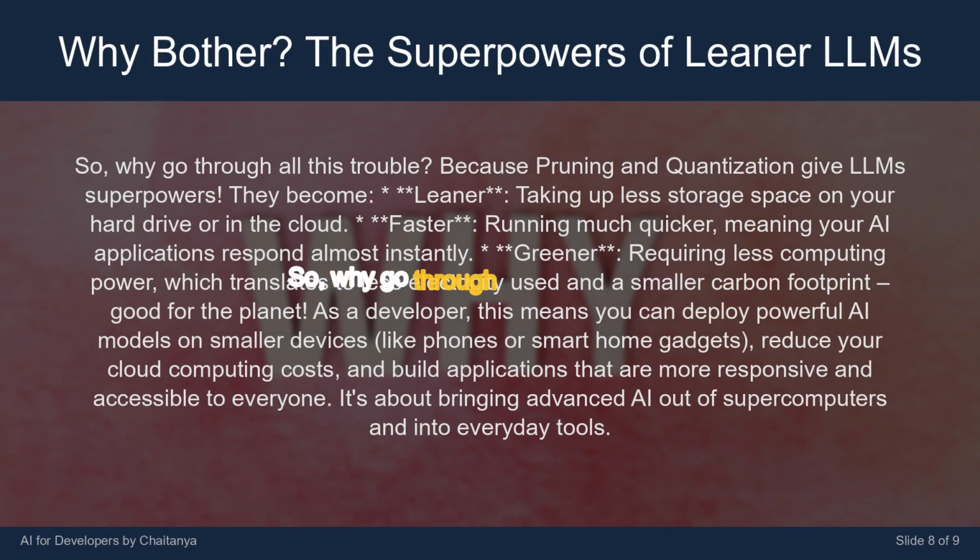So, why go through all this trouble? Because pruning and quantization give LLMs superpowers. They become leaner, taking up less storage space on your hard drive or in the cloud. Faster, running much quicker, meaning your AI applications respond almost instantly. Greener, requiring less computing power, which translates to less electricity used and a smaller carbon footprint, good for the planet.